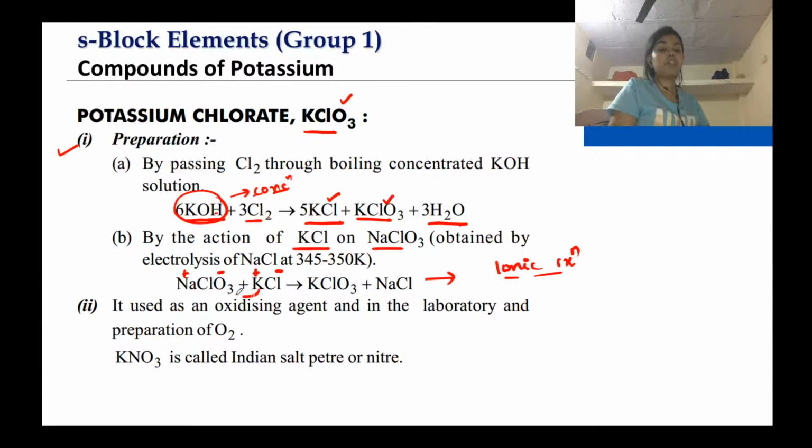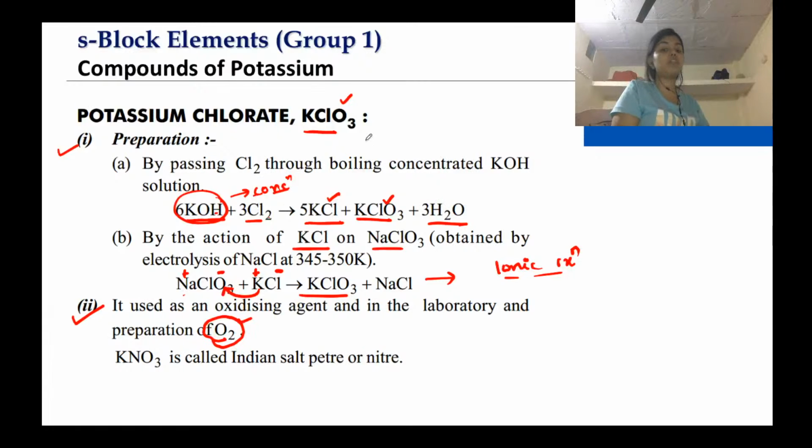So potassium will go with ClO3, it will form potassium chlorate, and Na will go with Cl and form what? NaCl. So this is another method of preparation of potassium chlorate. Now the second one is that it is used as an oxidizing agent in the laboratory, and it is used for the preparation of oxygen also, right?